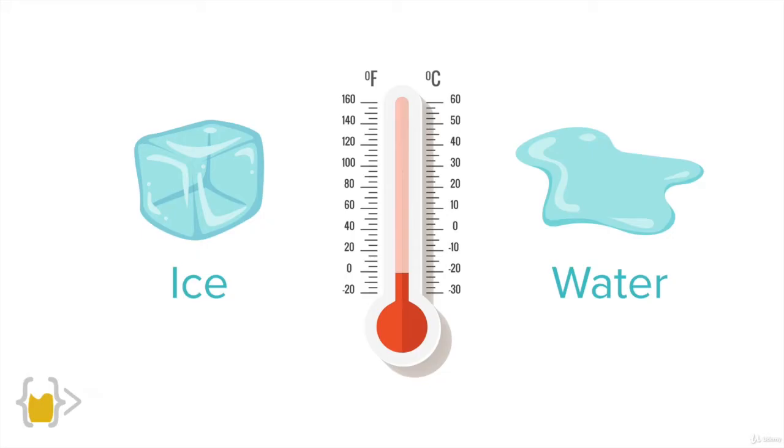Let's think about the difference between ice and water. They're basically the same thing, right? You could think of them as the same React component, but they will change their appearance depending on the state of temperature. So if the temperature goes up, then ice turns into water. If the temperature goes down, then water turns back into ice.